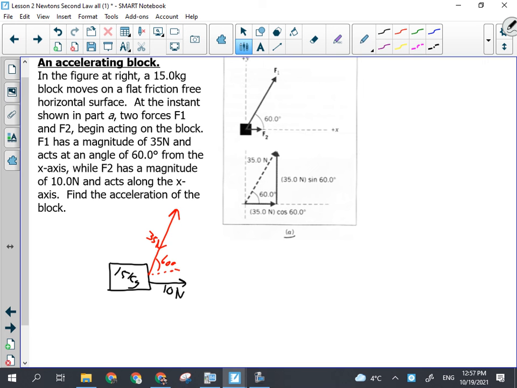All right, what do I draw next? So the question wants me to calculate the acceleration of the block. I have the mass. What do I need in order to get a?